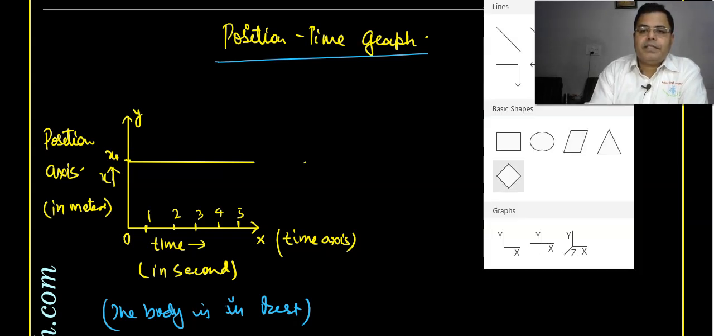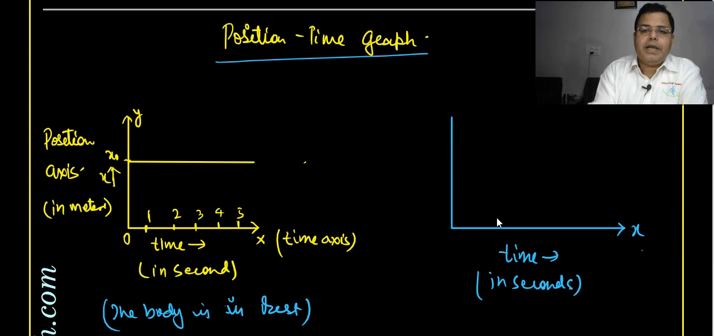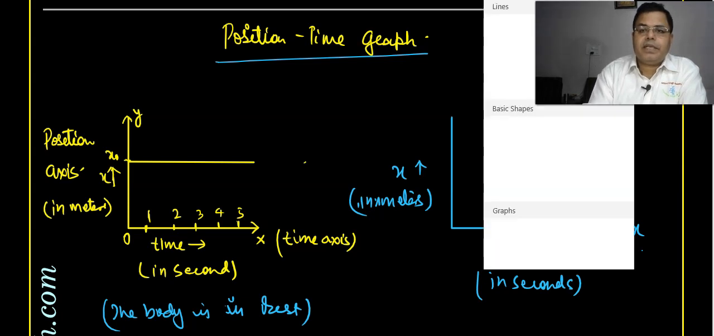If the position time graph is like this, say this is the time axis in seconds and the x position in meters, right? So position and time, x in meters. In that case, what will happen? Say the graph is like this.